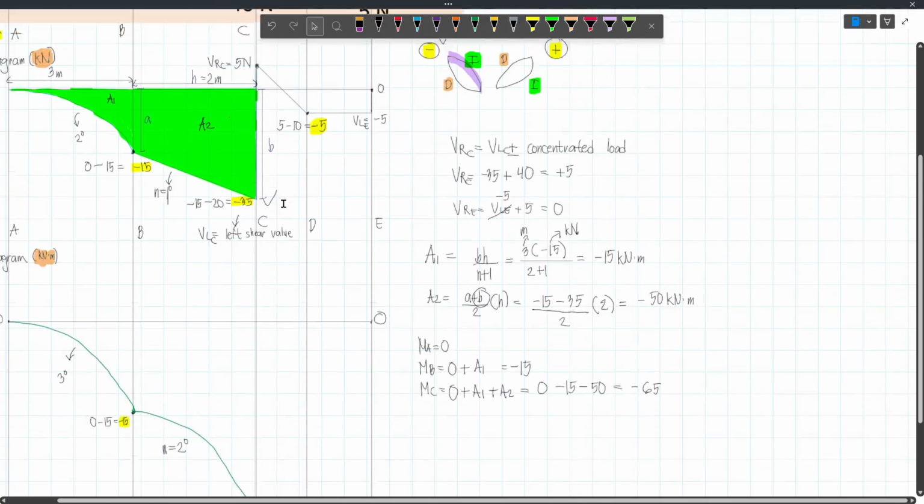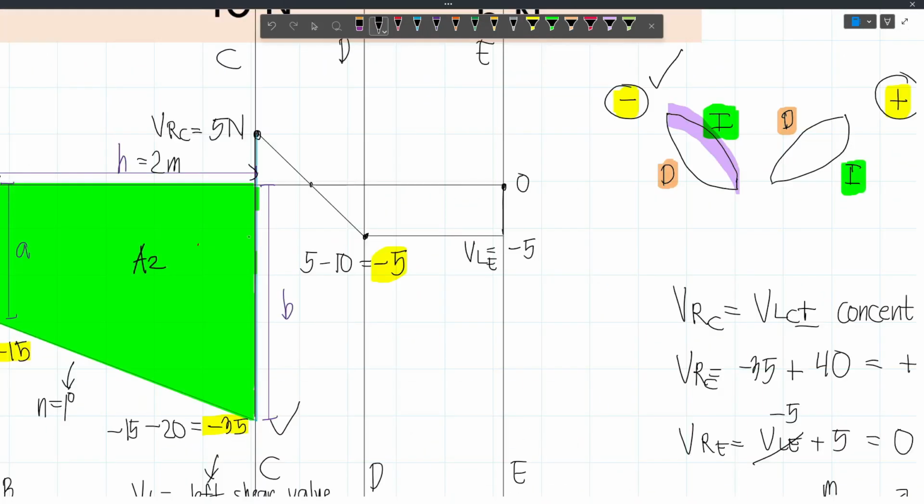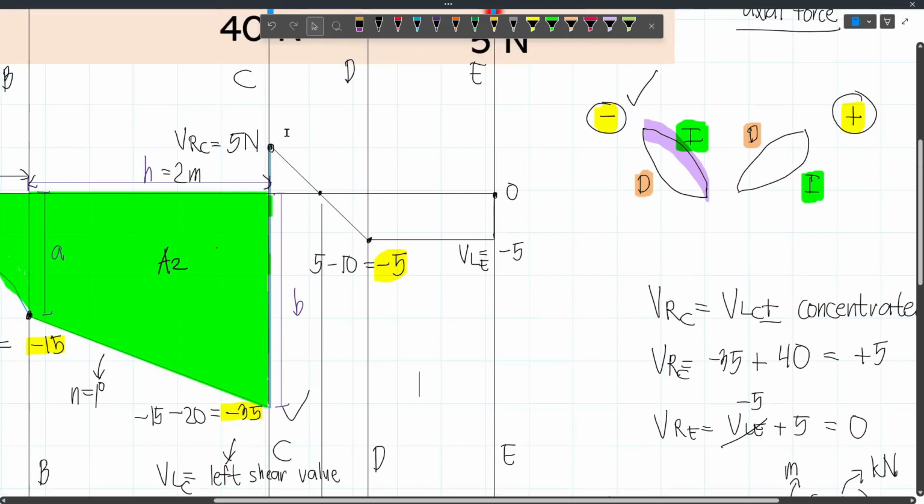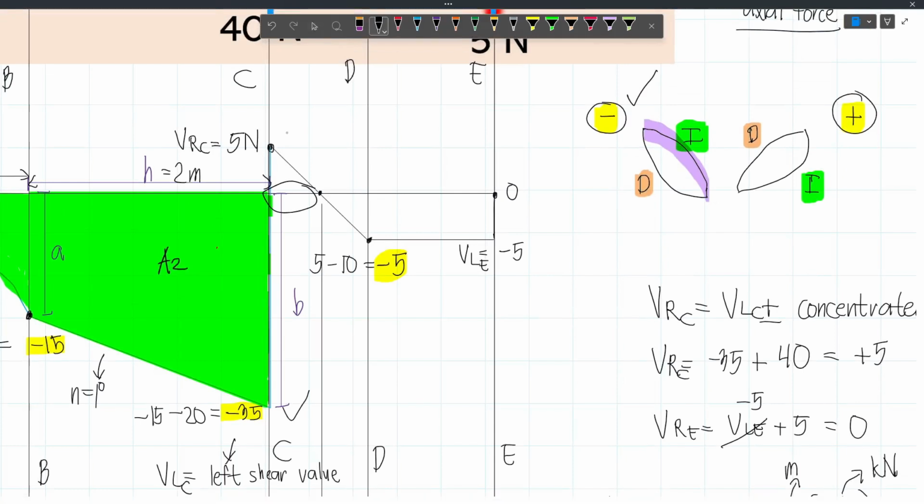Now next, as you can notice, at this point, there is a change in shear. And so we will need to project a line from that. So let's project a line from this point. Yan. And then let's try to check this distance, this one and this one.